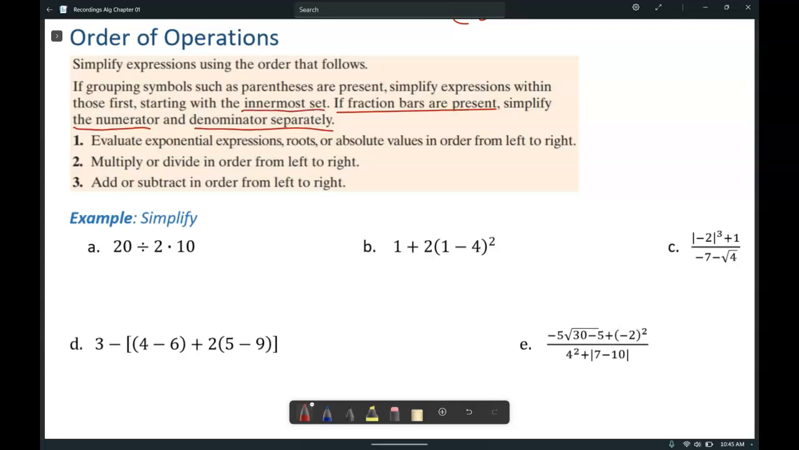And within fraction bars, we want to evaluate other sorts of grouping things, such as exponential expressions, roots, and absolute value. And we'll take care of those in order from left to right. Once all of those are taken care of, we go through multiplication or division, whichever shows up first in order from left to right. And then we end with addition, subtraction, same thing again from left to right.